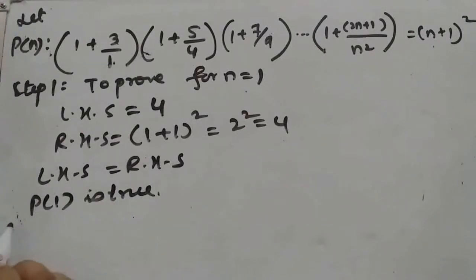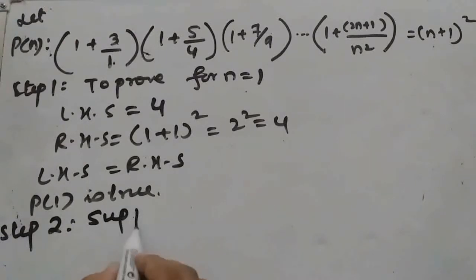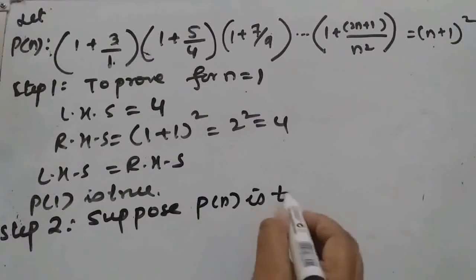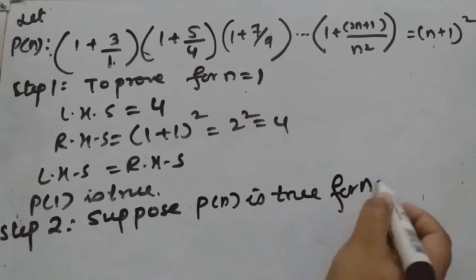Okay, now step 2. Suppose P of n is true for n equal to k.